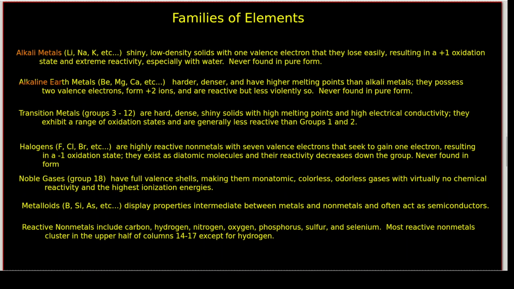Alkaline earth metals, similar to alkaline metals, they're harder, they're denser, they have a higher melting point than the alkaline metals. They have two valence electrons, they form a +2 ion, and they react less violently than the alkaline metals, and also they're never found in pure form. Like, you're never going to dig up calcium, for example. It has to be a calcium salt because they're too active to exist by themselves.